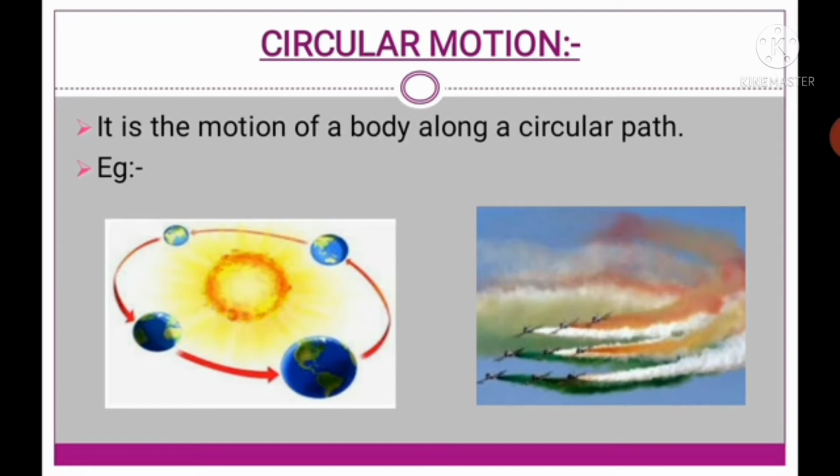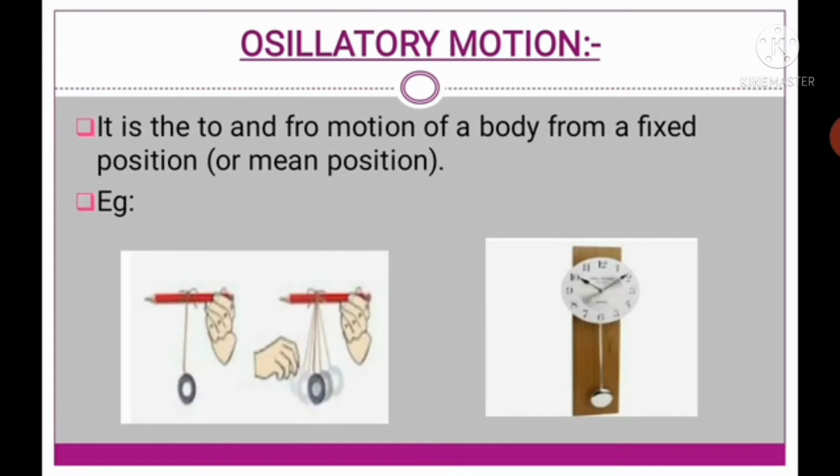So, what are the examples of circular motion? The earth revolving around the sun. The girl whirling a stone tied at the end of a rope in a circular path. These are some examples of circular motion. Okay. Next is oscillatory motion.